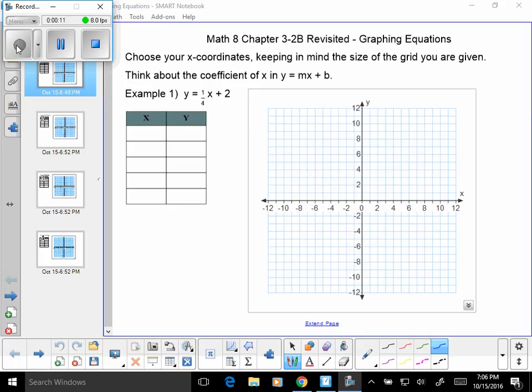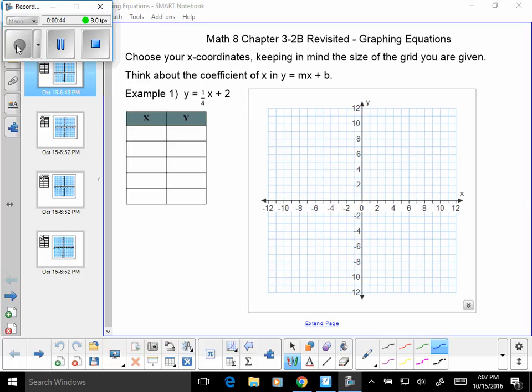Remember that you need to choose your x-coordinates, and you have to keep in mind the size of the grid you are given. Some of you found that out the first time in Lesson 3-2B, that perhaps you can't even choose two negative points, or you can't choose two positive points. In today's lesson, though, I would really like for you to think about that coefficient of x in the y equals mx plus b, and in particular, whether or not it's a positive number or a negative number.